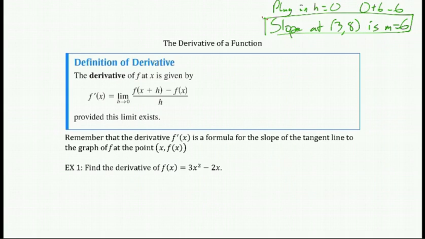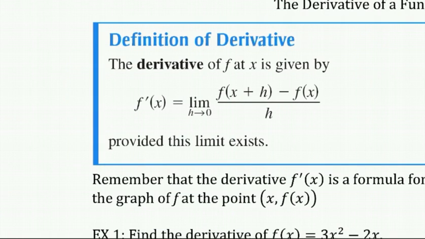All of this is leading into our definition for a derivative. So the derivative of f at a point x is really exactly what we've been doing. So we're going to say, and this we're going to read as f prime. F prime is how we indicate that it's the derivative of function f. So f prime of x equals the limit as h approaches 0 of f of x plus h minus f of x over h, provided that the limit exists.